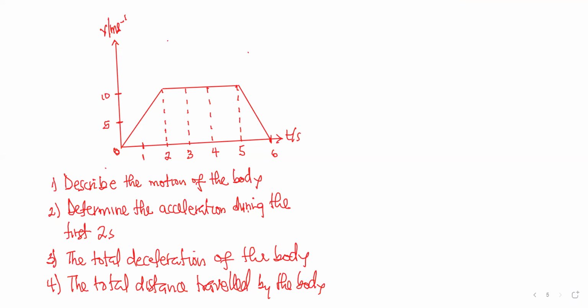So the body accelerates uniformly from rest to a velocity of 5 meters per second square. And the body moves with a constant velocity at 5 meters per second square. And the body decelerates uniformly to rest. The body remains at rest.